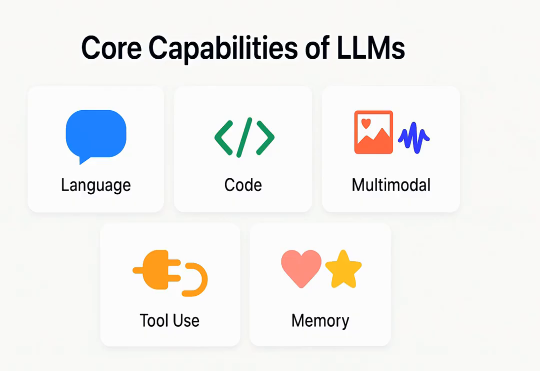What can LLMs actually do? Here are the core capabilities to know. 1. Natural language understanding and generation: answering questions, summarizing, translating. 2. Code generation and reasoning: write, explain, and debug code. 3. Multimodal understanding: process images, audio, and text together. 4. Tool use and action: call APIs, browse, or control devices. 5. Personalization and memory: adapt to user preferences over time. Think of these as building blocks. Different apps combine them in different ways.